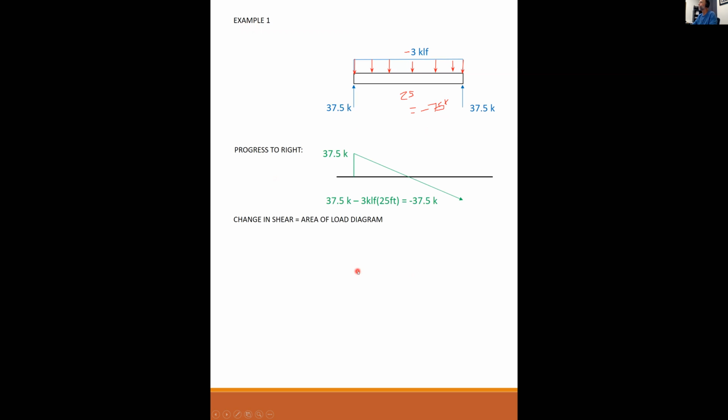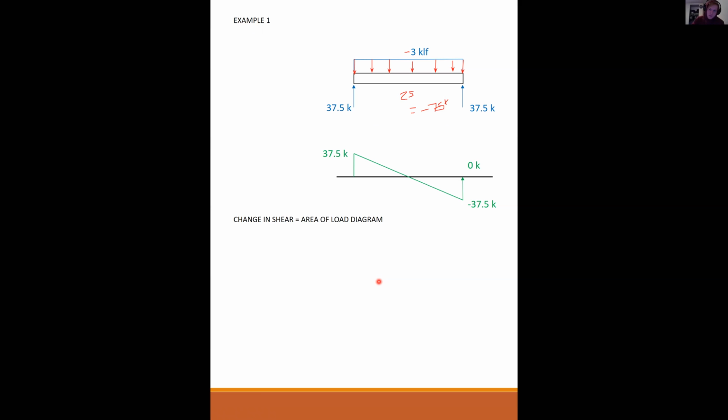So the change in the shear diagram from A to B is equal to minus 75 kips, which looks like this. So 37.5 minus 75 kips is minus 37.5 kips. That's the shear diagram right here. And then we're not done. What's the last thing that happens? The load goes up 37.5. So the shear diagram goes up 37.5 to return us back to 0. You always have to end up back where you started. We started at 0, you end up at 0.